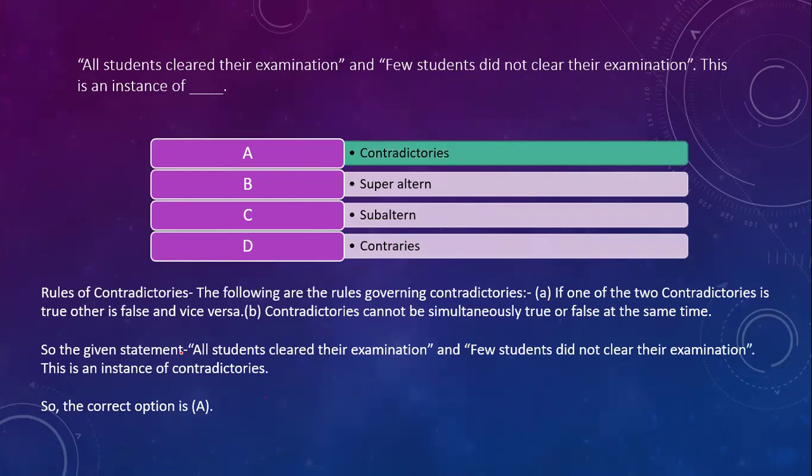The following are the rules governing contradictories. If one of the two contradictories is true, the other is false, and vice versa. Contradictories cannot be simultaneously true or false at the same time. So here it is contradictory: if one is true, the other is false.